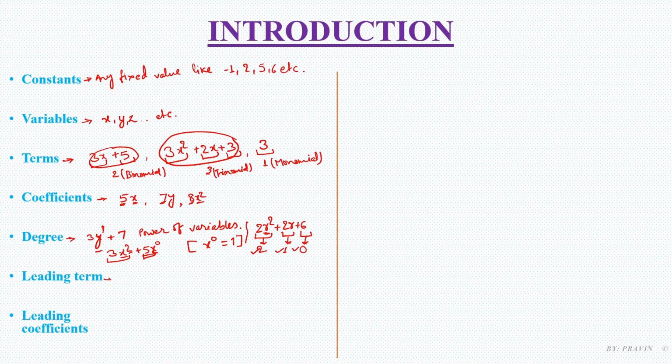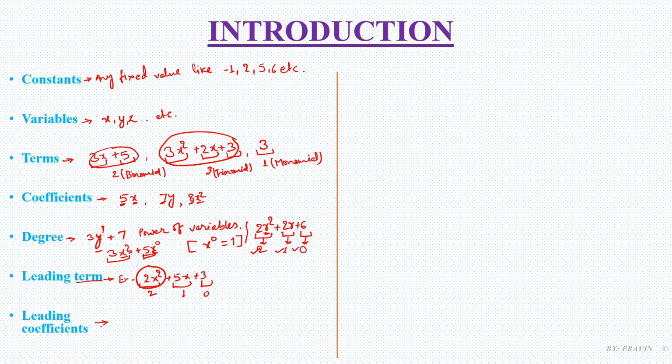Next is leading term. You already know what a term is. This time we will learn the leading term. For example, you have 2x square plus 5x plus 3. Here the degree of this term is 2, here the degree is 1, here the degree is 0. So which term of this polynomial has the highest degree? Obviously this term has the highest degree. That's why this term will be called the leading term. That means the term whose variable has the highest degree will be called the leading term.